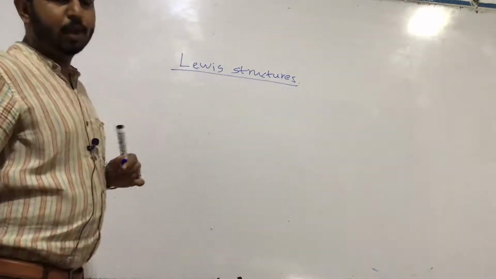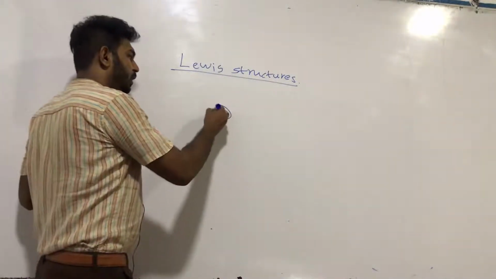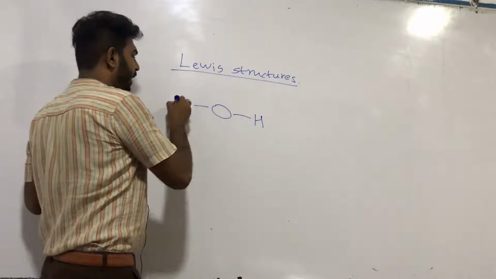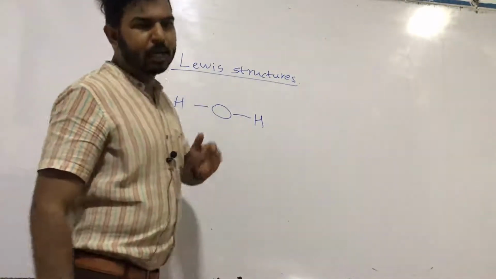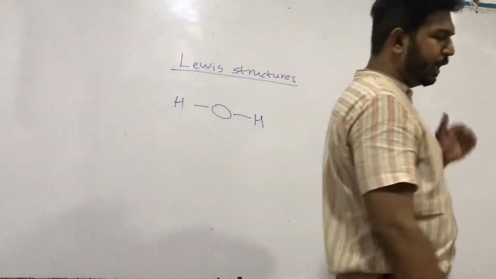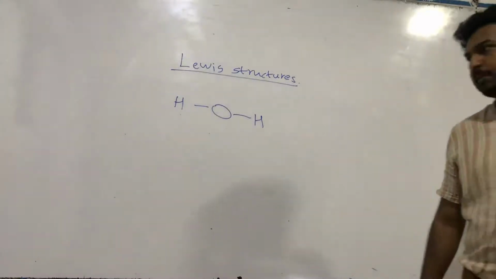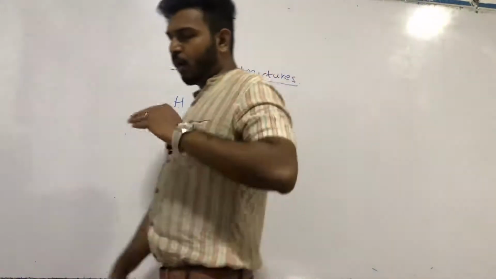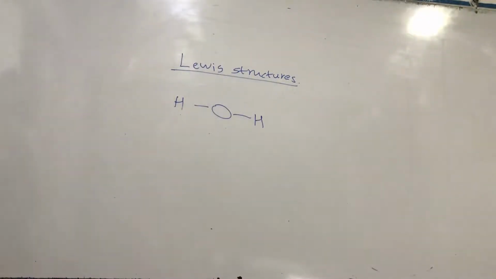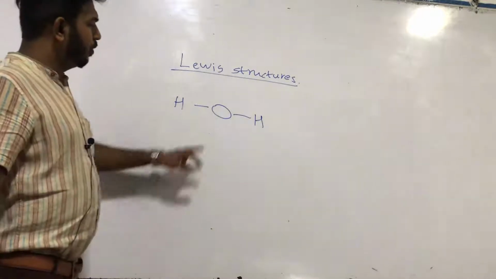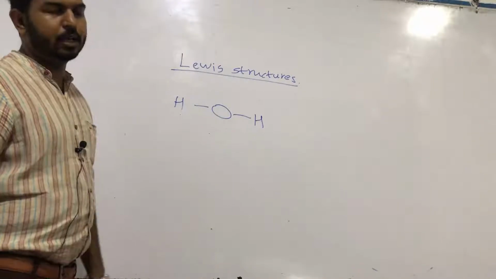Okay, let's consider the molecule of H2O. Let's start with the molecule of H2O. This is the skeleton of the molecule. The central atom should be the most electropositive or the least electronegative atom. For that, I have selected oxygen, though I could have selected the hydrogen atom.